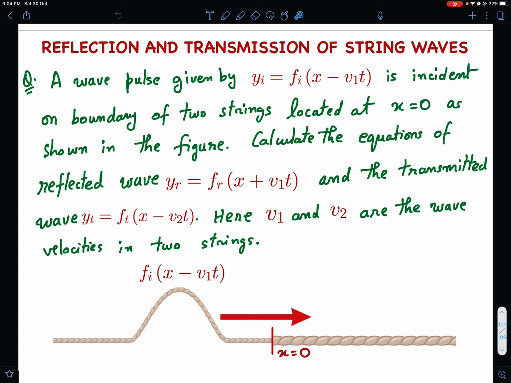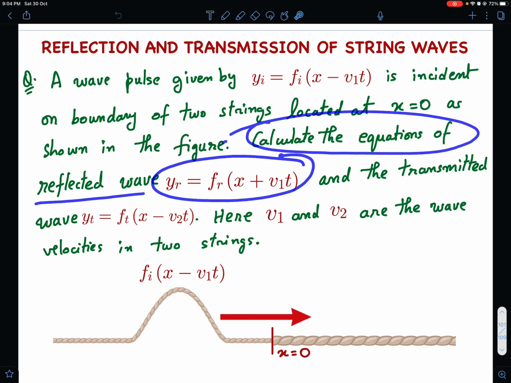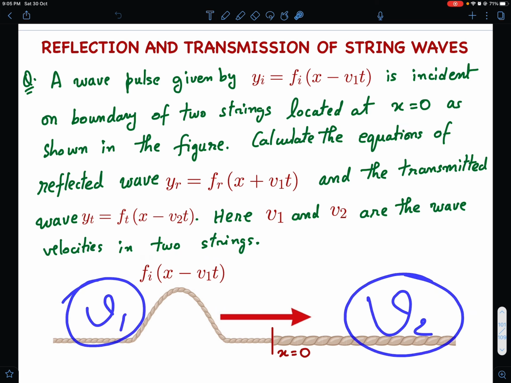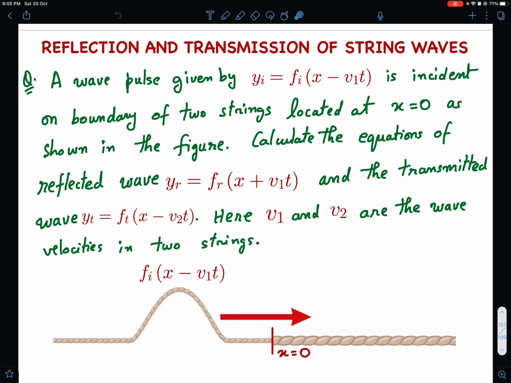Okay, so this is incident on the boundary of two strings located at x equal to 0 as shown in the figure. Calculate the equations of the reflected wave yr is equal to fr of x plus v1t. This is just subscript r. So we have to calculate the reflected wave equation and the transmitted wave, that is yt is equal to ft of x minus v2t. Here v1 and v2 are the wave velocities in the two strings. So here the velocity of the wave is v1, and in this region the velocity of the wave is v2, and I want to calculate the reflected wave function and the transmitted wave function given the incident wave function.